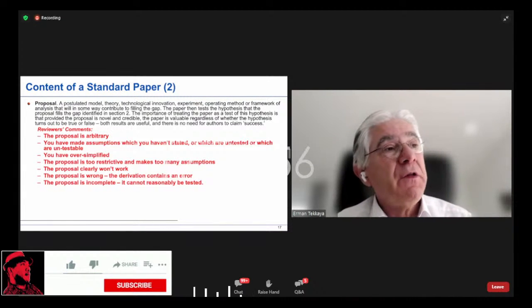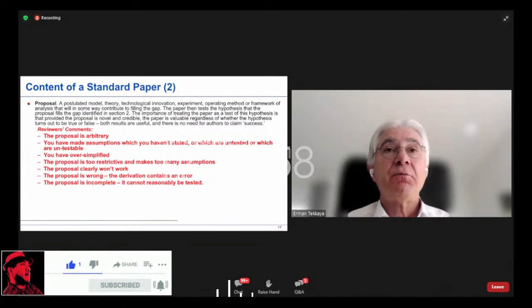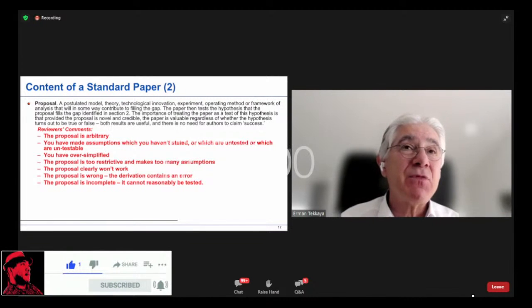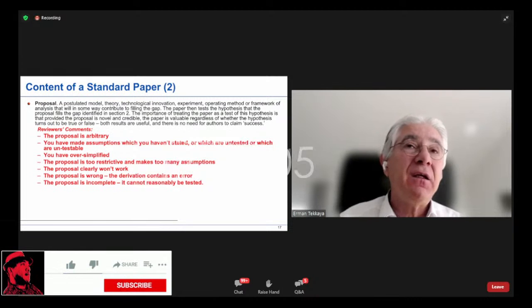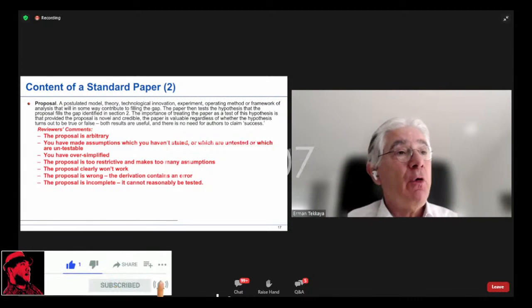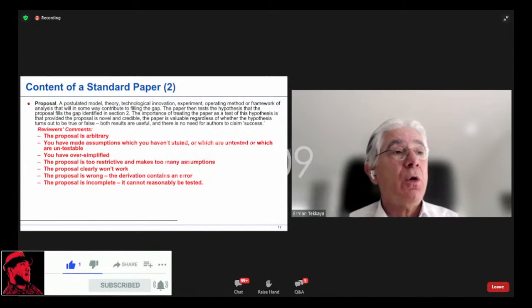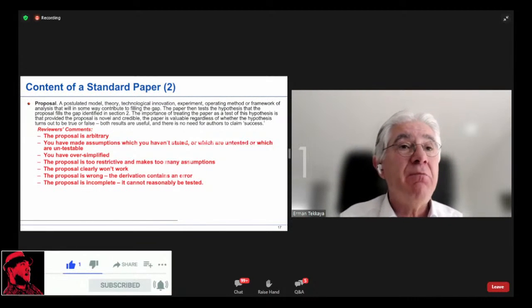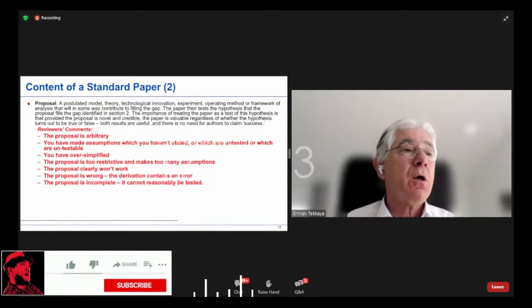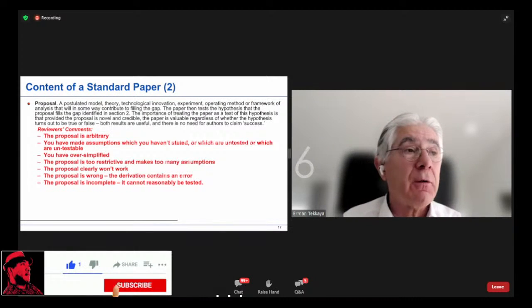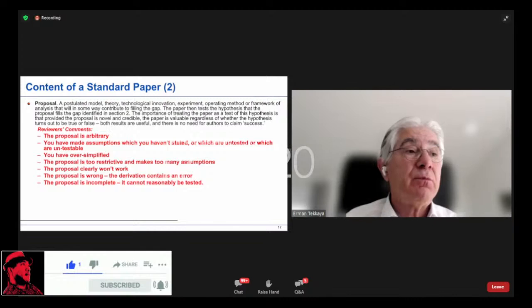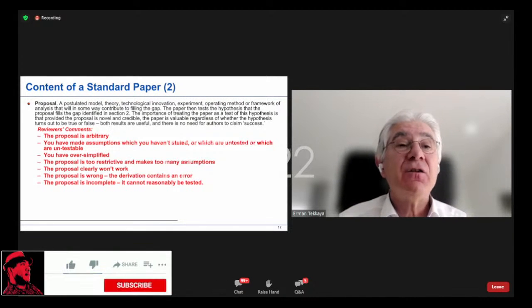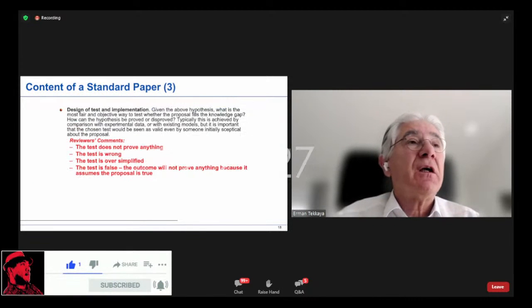Or the reviewer may say, you have oversimplified the problem. I mean, making assumptions is essential in models, but making reasonable assumptions. So you have oversimplified the problem, or the proposal is too restrictive and makes too many assumptions, or the proposal clearly won't work. The proposal is wrong. The derivation contains an error. This proposal is incomplete. It cannot reasonably be tested. So those are questions which may come up.